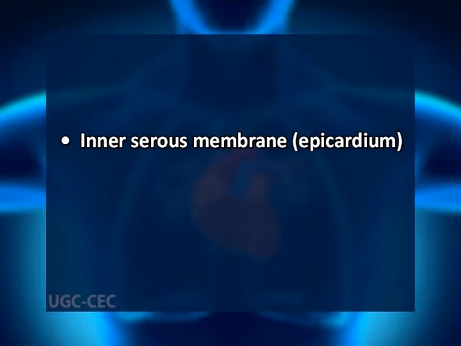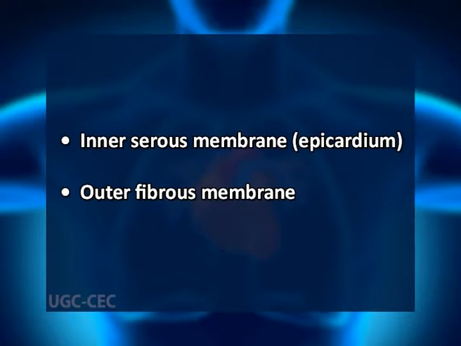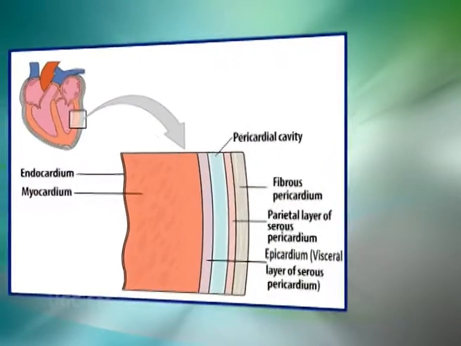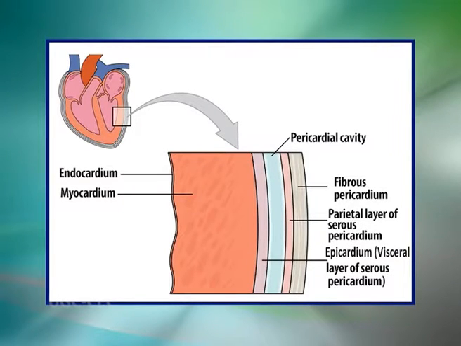The pericardium surrounds the heart. It consists of two membranes, an inner serous membrane called the epicardium and an outer fibrous membrane. These enclose the pericardial cavity, which contains the pericardial fluid that lubricates the surface of the heart.